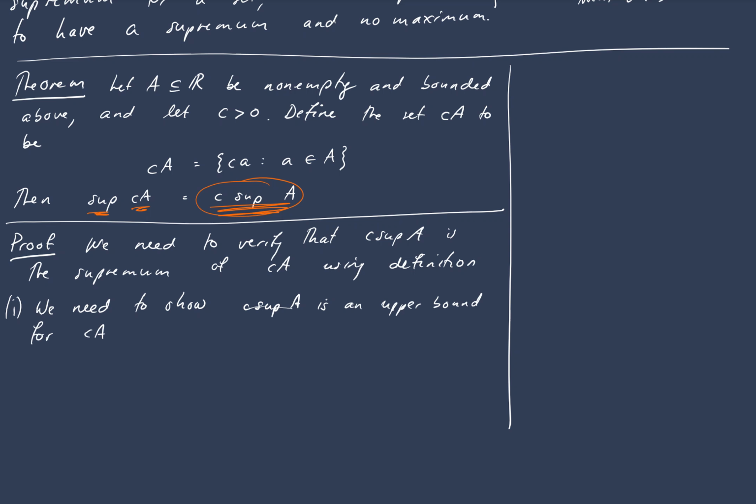Okay, so how are we going to do this? We just need to show that that value is greater than every element in the set CA. So we need to be able to pick an arbitrary element of CA. So let c little a be an arbitrary element of CA. We can write it like this because that is exactly how the set C big A is constructed. So any element of C big A is going to be able to be written in the form c little a, so we can pick it like that straight off.